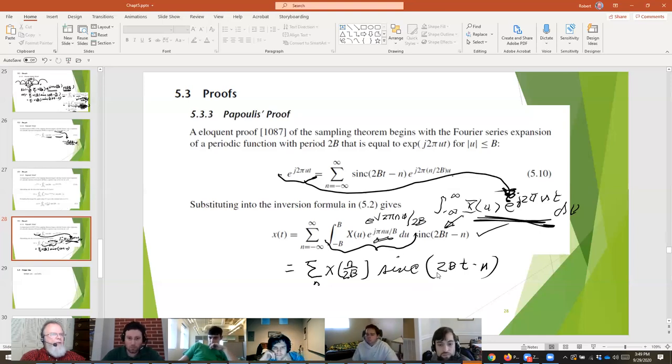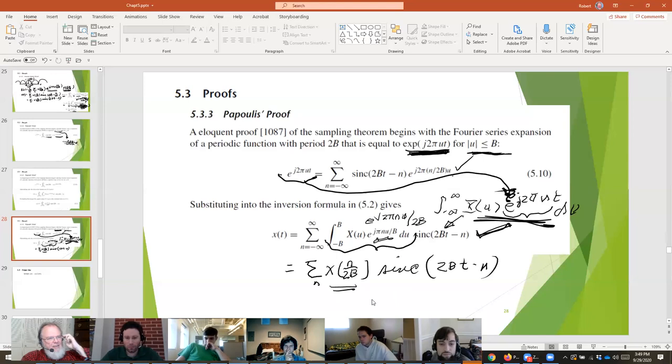So let me walk through it one more time. We do a Fourier series expansion around this function. Why do we do it? Because it works, okay? We do a Fourier series over the interval of minus b to b, and that gives us this Fourier series. Then we substitute this Fourier series in for the kernel in the inverse Fourier transform. When we do this, we get this equation that I'm checking off here. And what is left in this integral turns out to be, as we saw before with the Fourier series proof, the samples of the signal in the original domain.